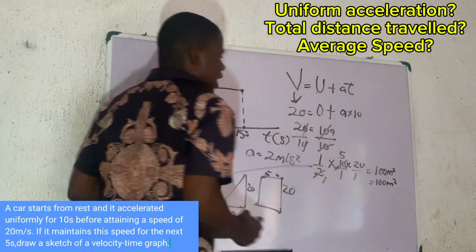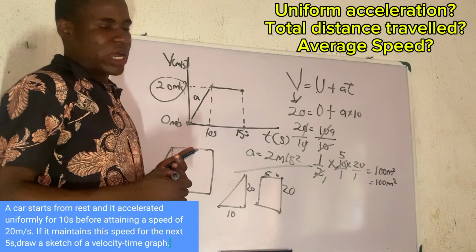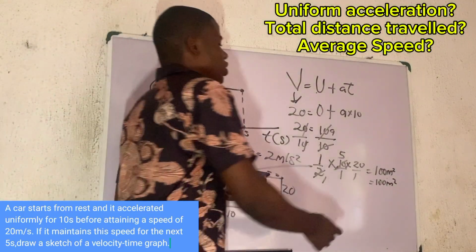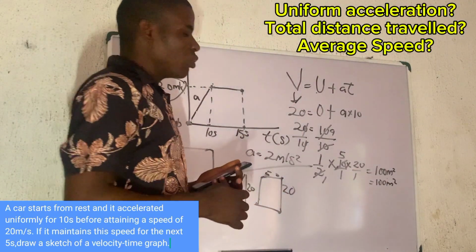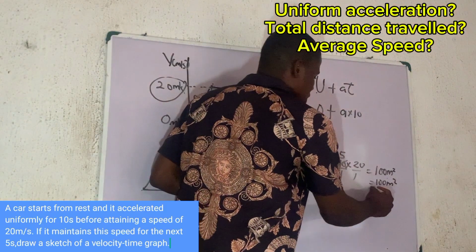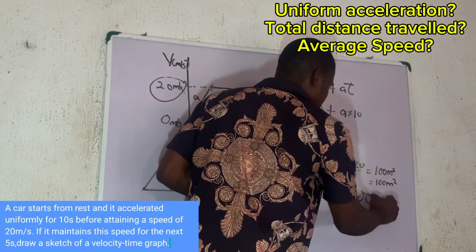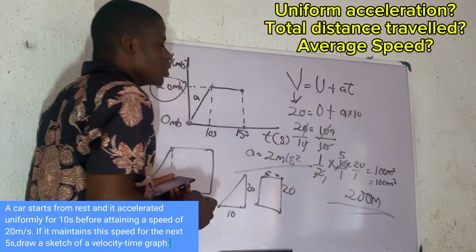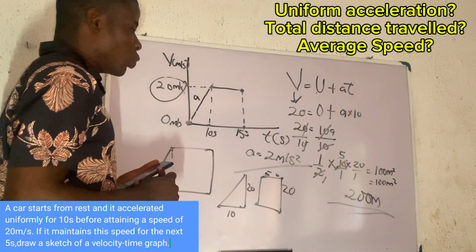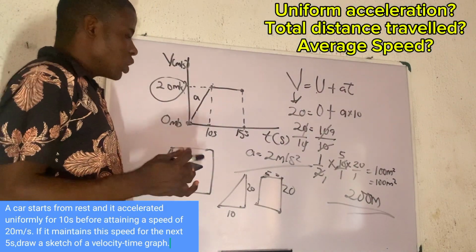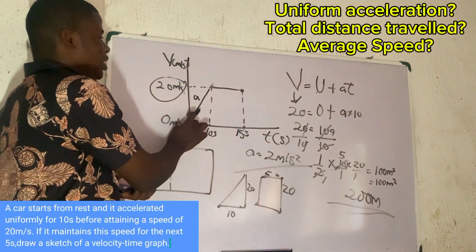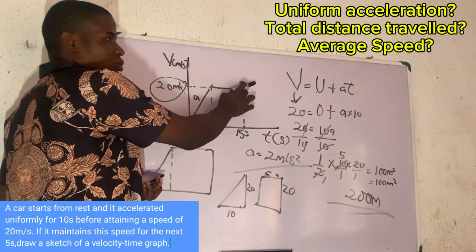Does it make sense? Now they ask us the total distance covered. The total distance covered is when you sum the areas, and that will give you 100 plus 100. That will give us 200 meters. Does it make sense? So the total distance covered is 200 meters. What did I do? I found the path the car started and where it stopped, right?